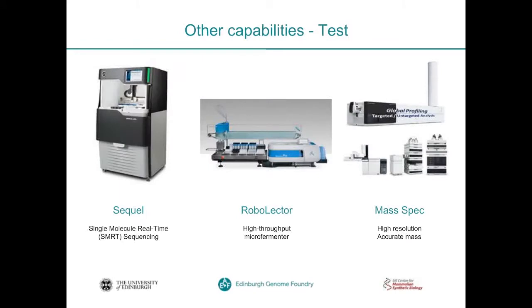several other equipment to quality control and do phenotypic assaying. For example, the Sequel, which is a new sequencer from PacBio and is especially good for large fragment sequencing, and also a high-throughput fermenter from N2P Labs, the RoboLector, where we can do many fermentations in parallel to test different DNAs in different cells under different conditions, and also mass spec that we use, for example, for metabolomic assaying.